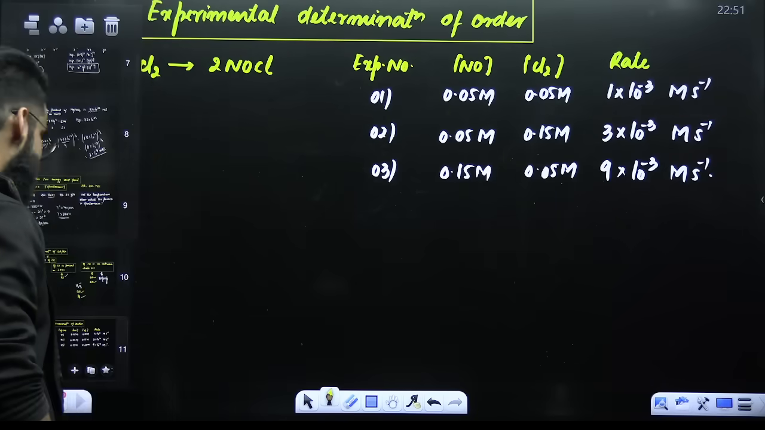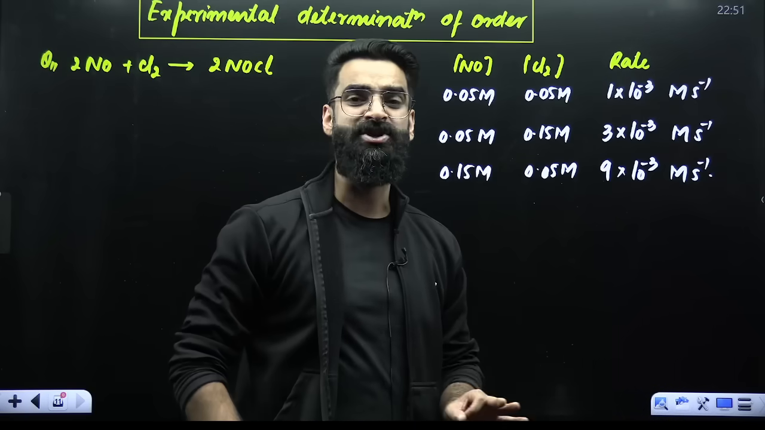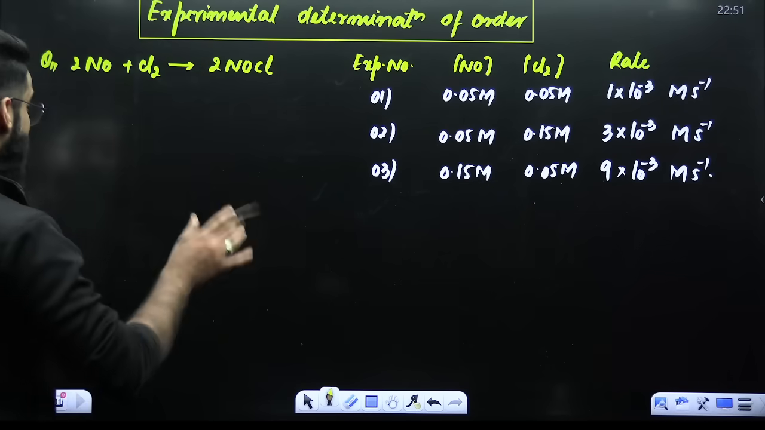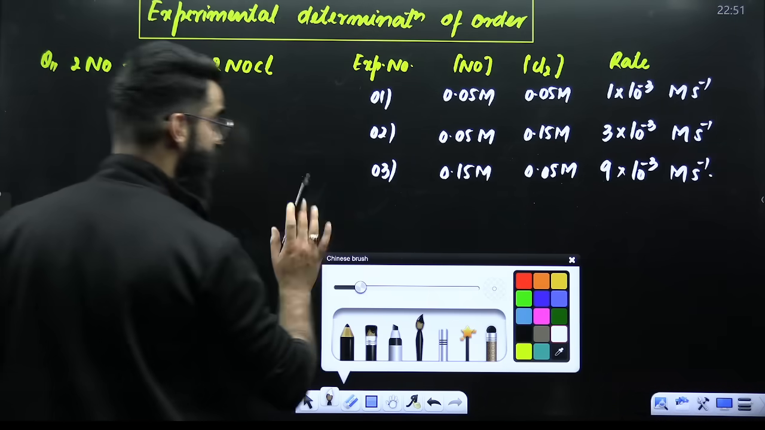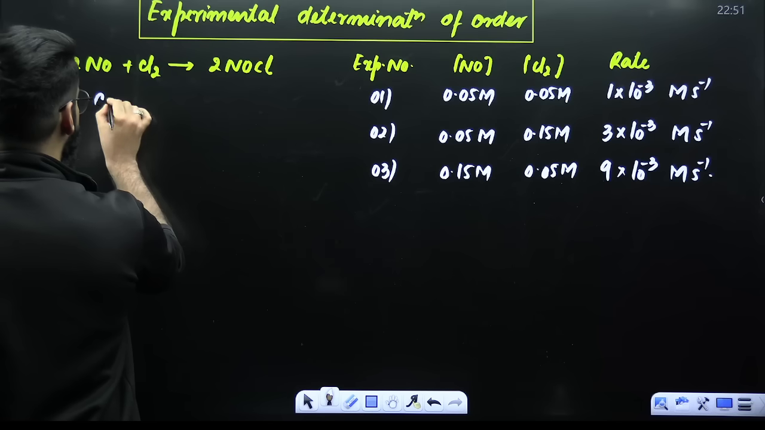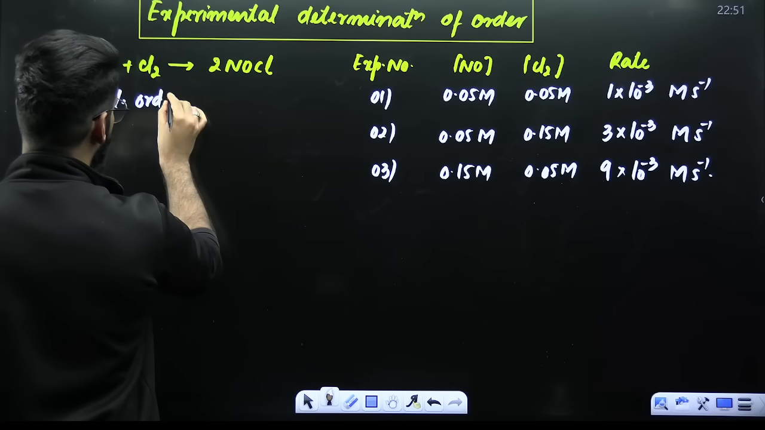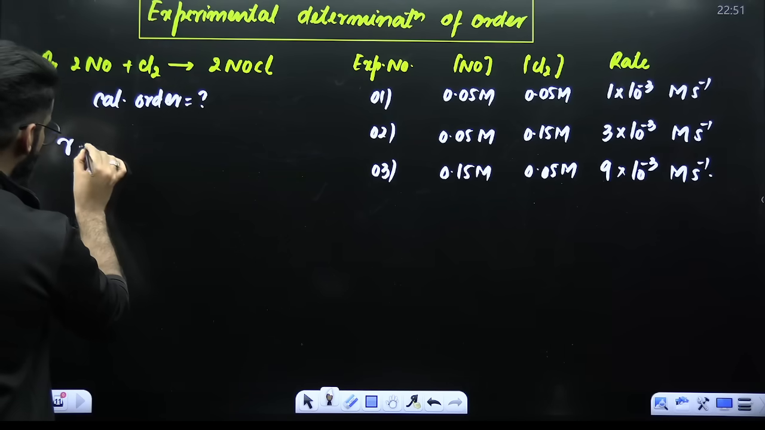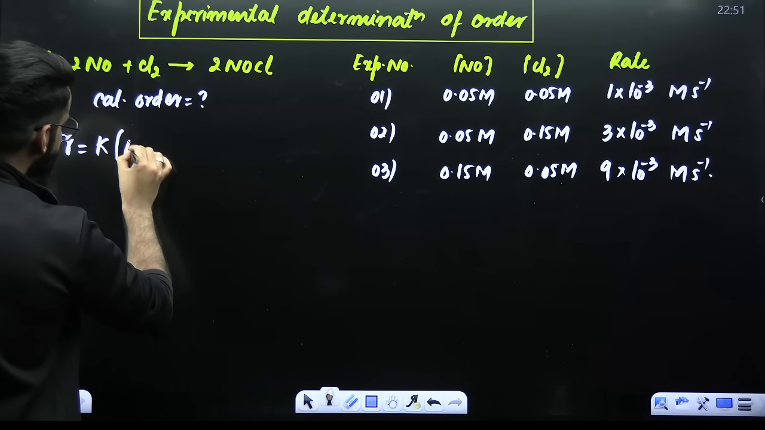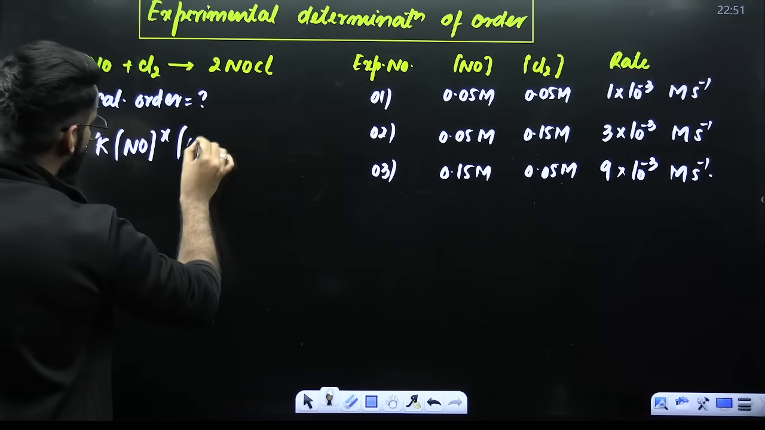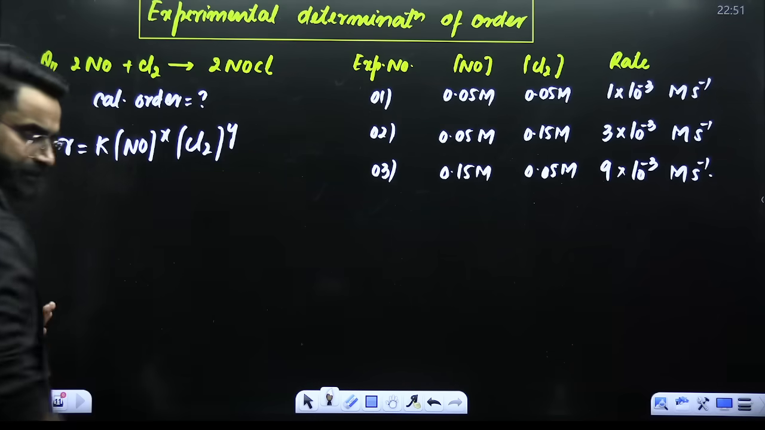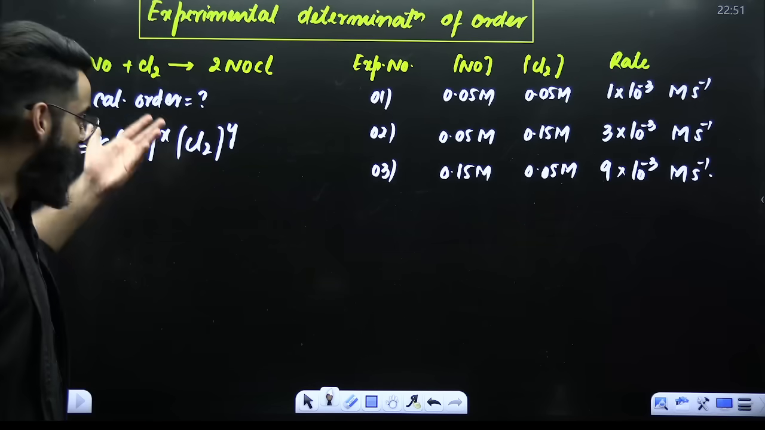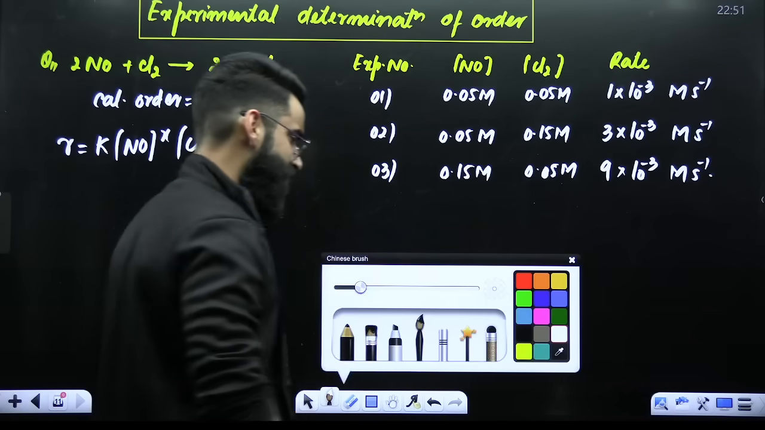Now, my dear students, one last thing, that is experimental determination of the order. This again is one frequently asked question in your NEET examination. Whenever you are given this sort of a question and you are supposed to calculate the order of the reaction, and some experiments are given, first of all, get the rate law. R is going to be K, concentration of NO raised to power X, concentration of Cl2 raised to power Y. So basically you are supposed to get the value of X and the value of Y. Without even solving the question, you can get the answer.